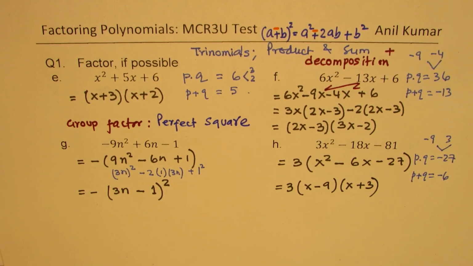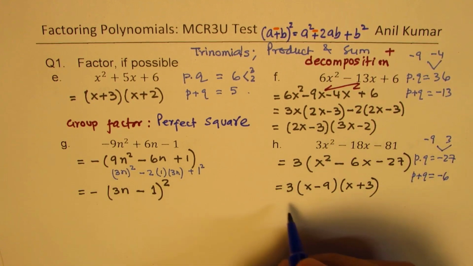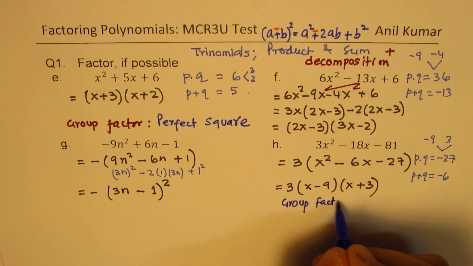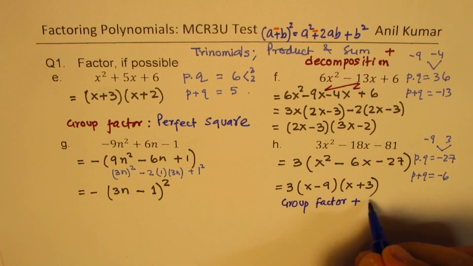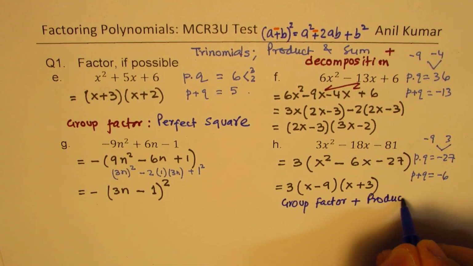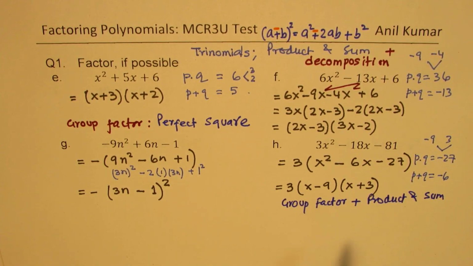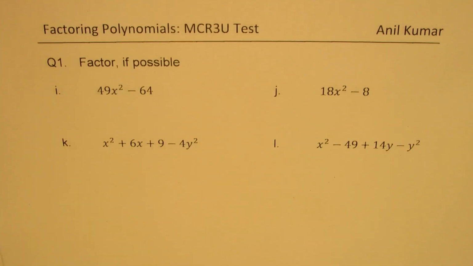Does that make sense to you? So we use product and sum here with group factoring. So here in this case we combine group factoring plus product and sum. So these are different techniques which you can apply to factor polynomials. It does make sense to you, right? Now let's move on and take the other questions.